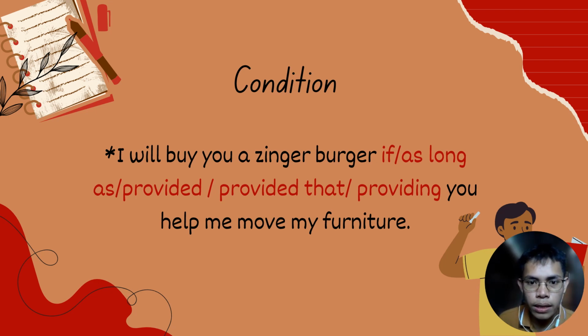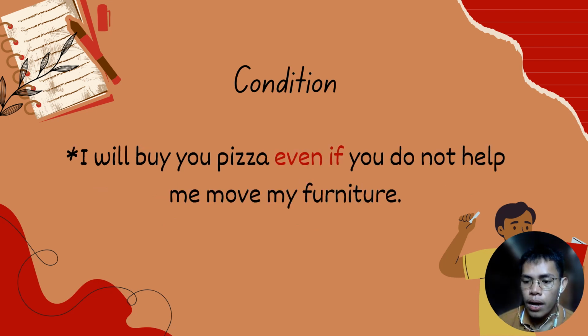Now we use the subordinate conjunction even if when an outcome will occur despite a hypothetical action. For instance, I will buy you a pizza even if you do not help me move my furniture. Meaning we are saying here that I will buy you a pizza anyway, even if you do not help me.